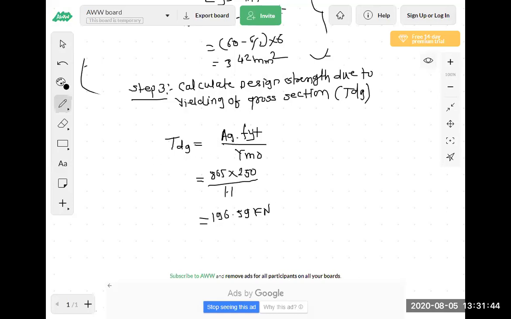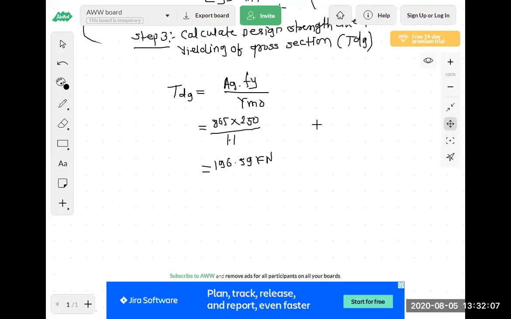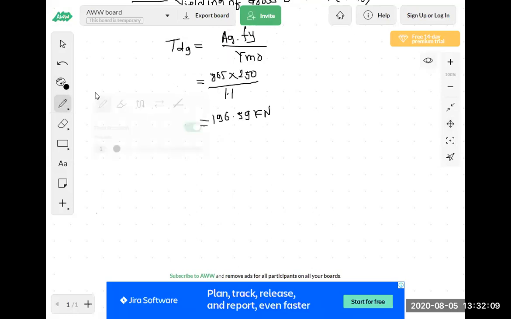So the design strength due to yielding of cross section, TDG, is equal to Ag Fy divided by gamma m0. Ag we have selected from the steel table because the section is given, and the strength due to yielding is 196.59 kilonewton. Now, this is step number 3. First strength we have calculated. Now the second strength, or step number 4, is the second strength.